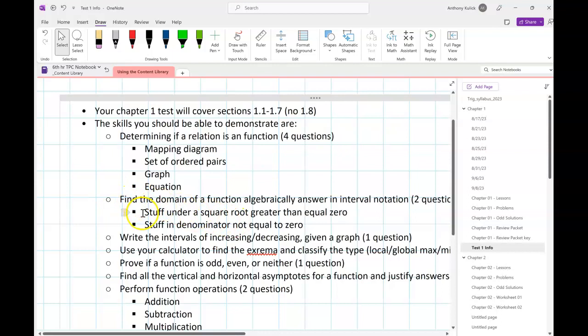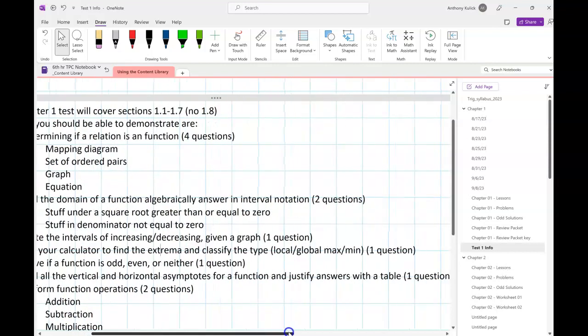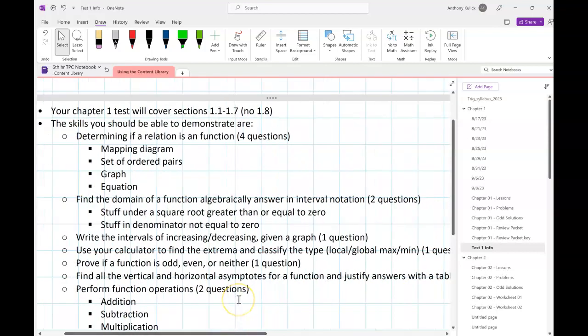Remember, the trick there is that the stuff under square roots, you set greater than or equal to 0. And the stuff in the denominator, you can set just not equal to 0. That's the trick for those. You should be able to write the intervals of increasing and decreasing given a graph. So if I give you a picture with some points labeled on it, you should be able to write the intervals of increasing and decreasing. You should be able to use your calculator to find the extrema, I spelled that wrong, and then classify them as local or global, max or min. So remember using your calculator to do that min and max command. You should still be able to do that. And there's one question like that. It says it just way over there, and I want the words to be big enough so that you have a chance of reading them if you're in the back row.